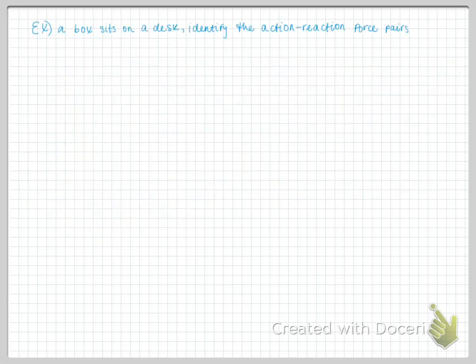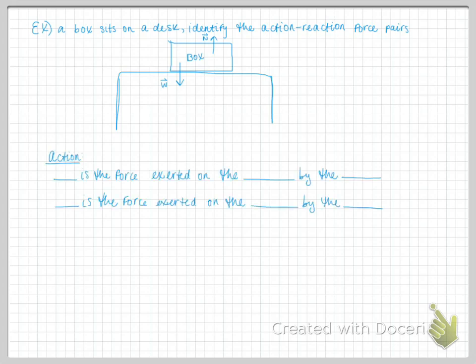And then here's an example. A box sits on a desk. Identify the action-reaction force pairs. We already know how to draw action forces on a free body diagram. Here you can see that there's a normal force acting upwards on the box and a weight force acting downwards on the box. And you can just fill those forces into the blanks. So the normal force is the force exerted on the box by the table, and the weight force is the force exerted on the box by the earth.